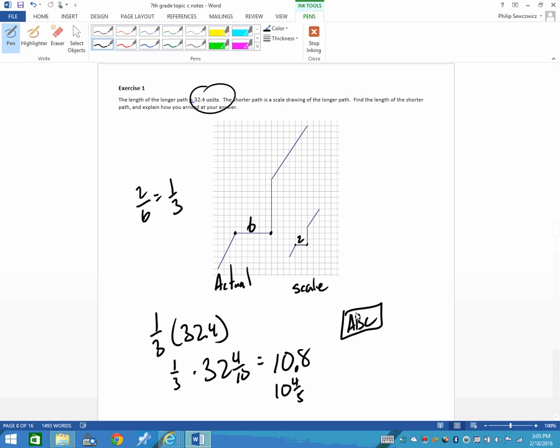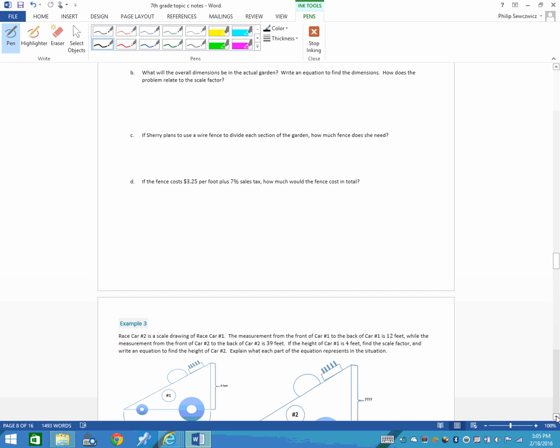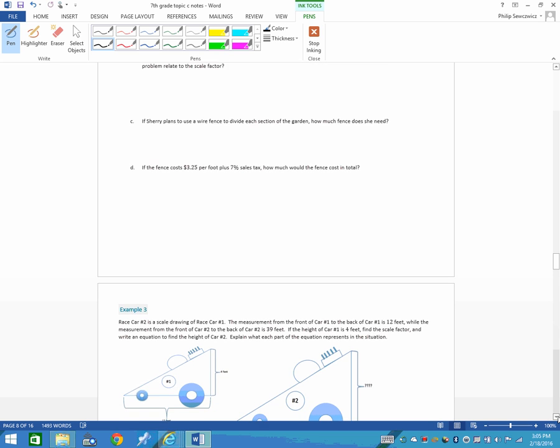The very next problem that we've got, we're actually going to save for tomorrow in class. We might not get to it in class tomorrow, but that's the plan. So let's move forward, and let's go on to example number 3.